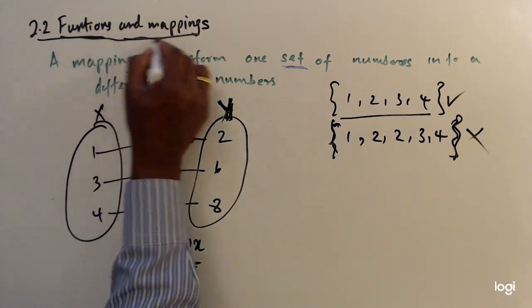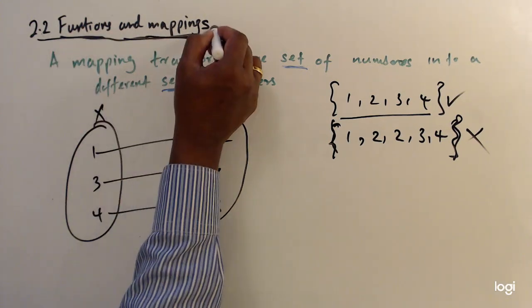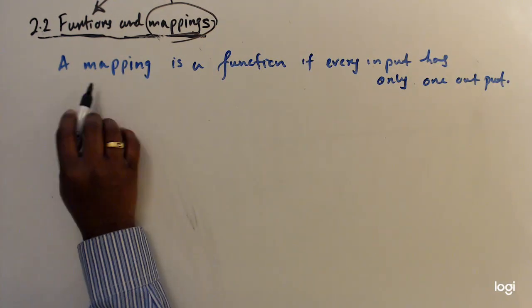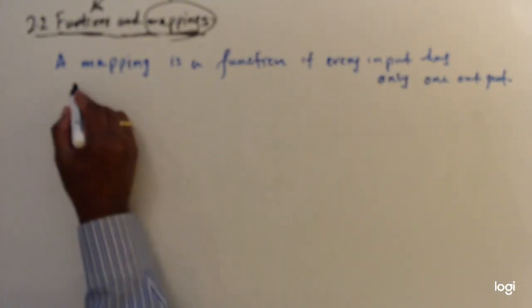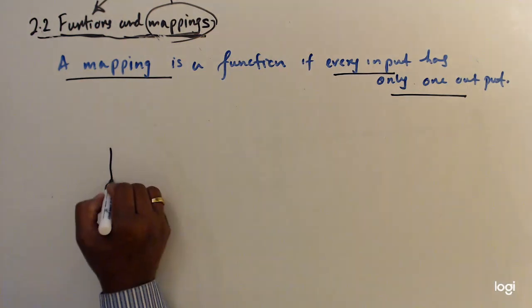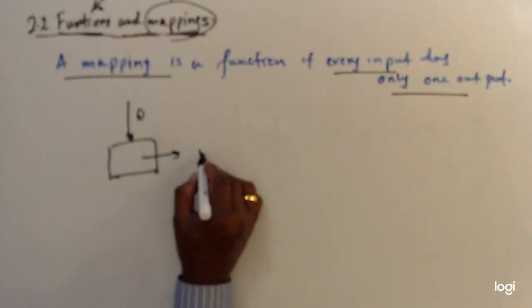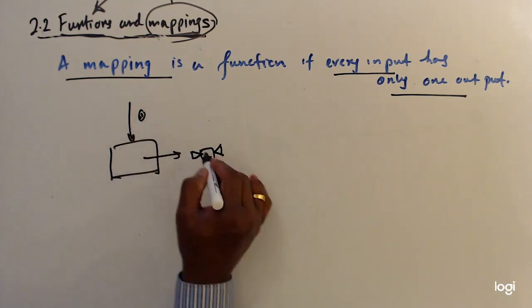This is functions and mapping. We better discuss it like this: now we are going to discuss function using mapping. A mapping is a function if every input has only one output. It means if you put one coin into a machine, you will get only one sweet out. No more, two or three sweets. One coin, one sweet out.